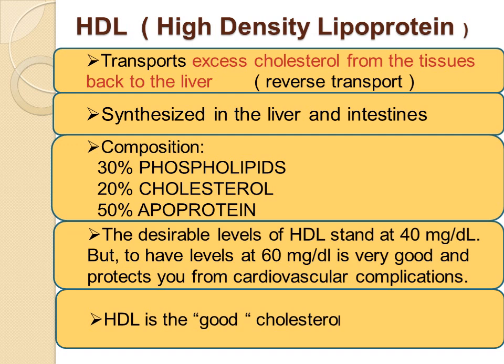The desirable level of high density lipoprotein stands at 40 ملغ per deciliter، يعني النسبة المطلوبة في البلاد اللي هذا high density lipoprotein هو حوالي 40 ملغ per deciliter. But to have a level of 60 ملغ per deciliter is very good and protects you from cardiovascular complications. أشقد نسبة high density lipoprotein تكون أكثر، يكون الجسم محمي من cardiovascular disease. يعني احنا نطمح أن نزيد high density lipoprotein concentration.